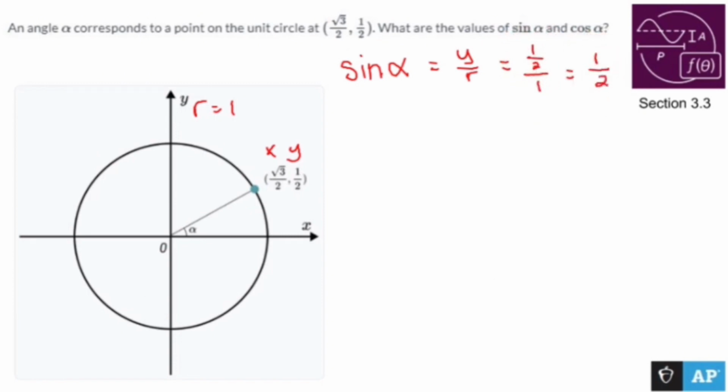Cos alpha is going to be x over r. In this case, x is root 3 over 2, r is 1, so cos alpha is just root 3 over 2. Very basic stuff. Just remember, sine alpha is y over r, cos alpha is x over r, and if you needed it, tan alpha would be y over x, but we don't need tan alpha, just those.